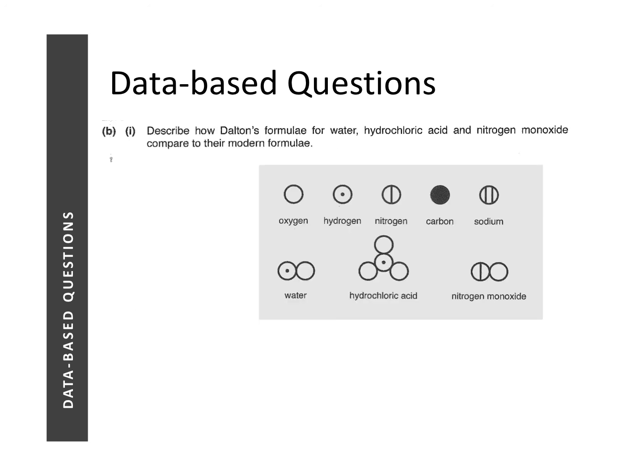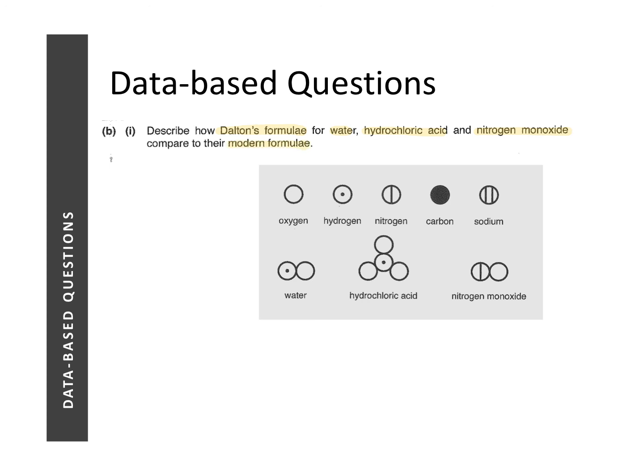For part B, you are asked to look at Dalton's formula. So I know that I need to go back to the part where the scientists actually use different symbols to represent different elements and compounds. And now we need to compare the formula for water, hydrochloric acid, and nitrogen monoxide, and see how it compares to the modern formula.